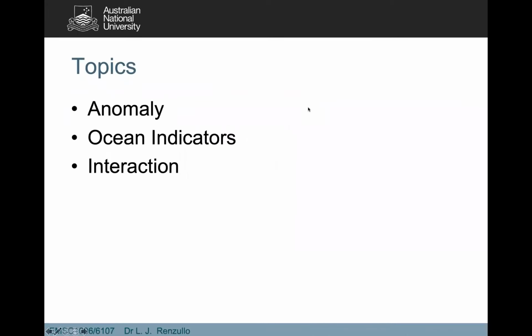Today we're going to cover the concept of anomaly. We'll talk about how we use anomalies to see how far a system's behaviour differs from what we expect and how we can use that to interpret extremes. We'll talk about some of the key ocean indicators you'll encounter in interpreting the drivers of Australian climate, and when these indicators interact to give us some of the crazy weather we unfortunately see more and more of these days.